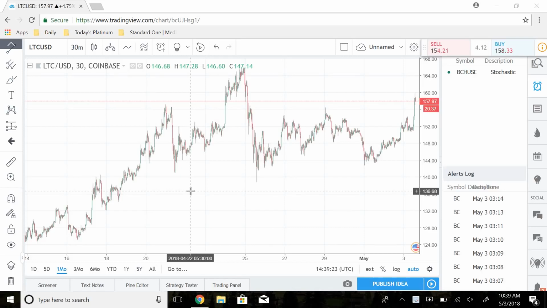Welcome back, guys, to today's Platinum. Today we're going to be going over the Fibonacci retracement tool in trading in another day trading tips.